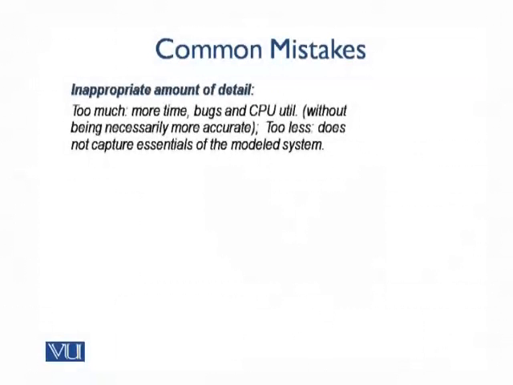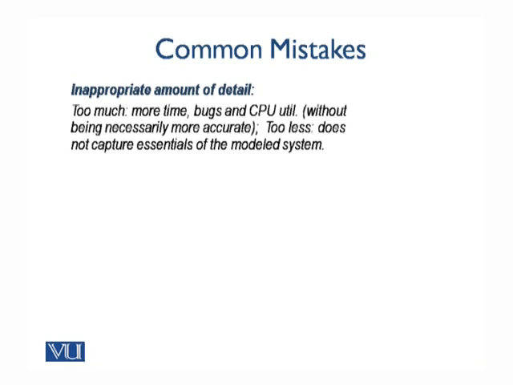So one extreme that we can err in is to have too much detail in our system. So if there are too many details, typically it would involve more cost, more time, more programming time, and also more execution time.